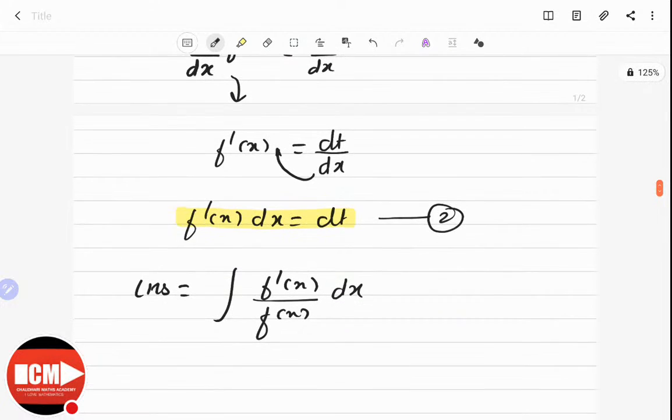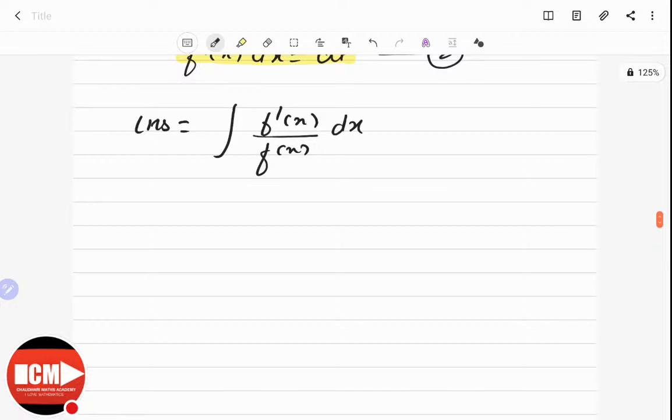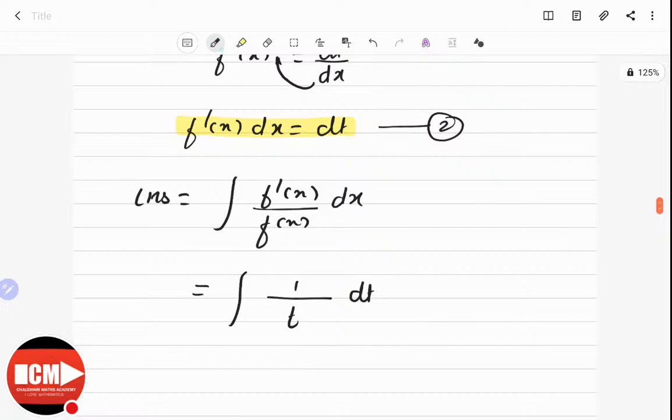If you observe, I am doing the substitution. Step number 1, substitution for f of x, means we assumed f of x is t, and this f dash of x dx is a part of the second equation. So f dash of x dx is dt. Let me explain in detail. Here, substitution replaces f of x, so I am using equation number 1, and this f dash of x dx you have to replace from equation number 2.